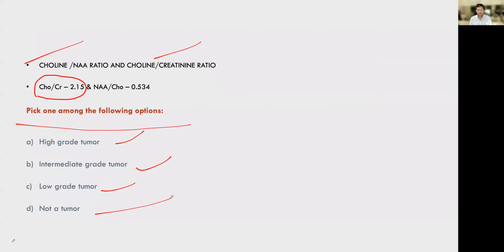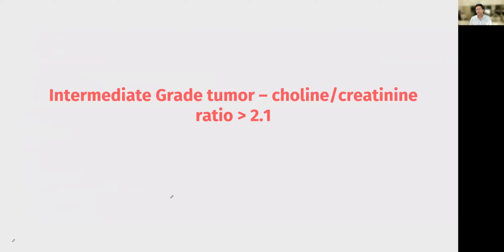Very good. Most of the people have said it as high grade. Minor correction. This is an intermediate grade tumor. Definitely, you identified it right. It is intermediate grade tumor is the answer.